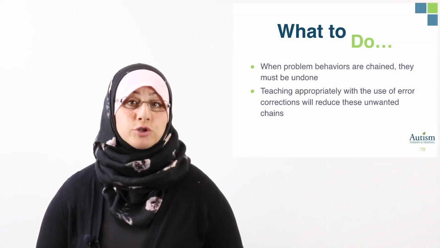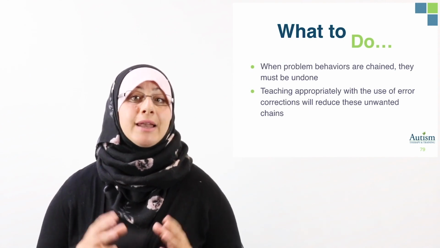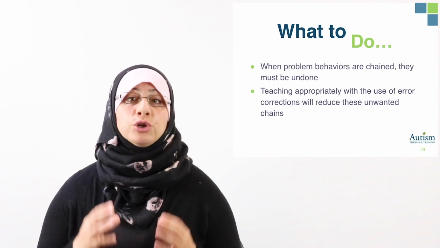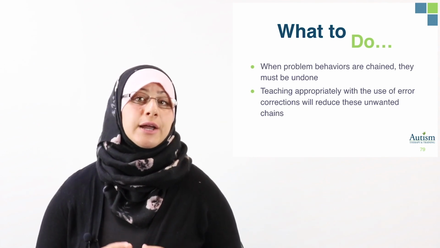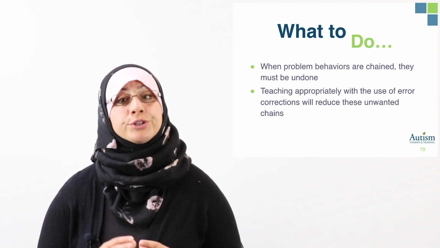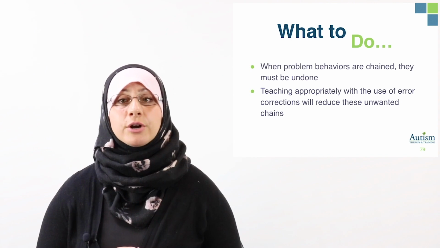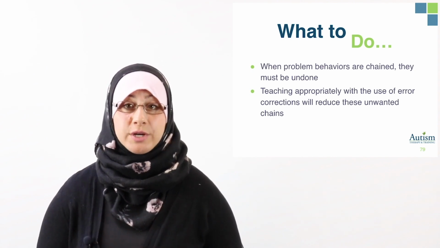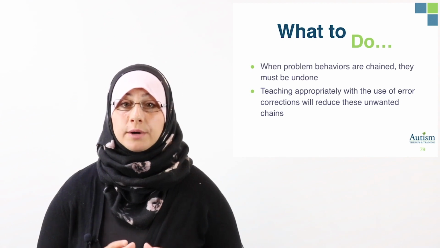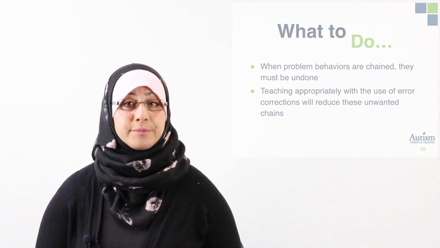So how do you fix this? If problem behaviors or unwanted behaviors occur during teaching, you want to undo this and have your learner engage in a neutral behavior prior to reinforcing. Using error corrections appropriately will reduce these unwanted chains. Let me show you some examples of using error correction with a variety of possible problem behaviors in teaching situations. Or you can use a neutral behavior before reinforcing.